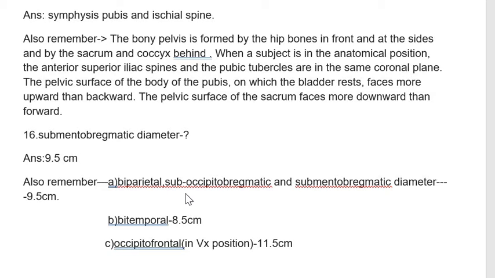Biparietal diameter, important for you to remember: biparietal, suboccipitobregmatic and the submentobregmatic diameter. These all are 9.5 centimeter. Bitemporal diameter is 8.5 centimeter. Occipitofrontal diameter, like in the vertex presentation, can be 11.5 centimeter.